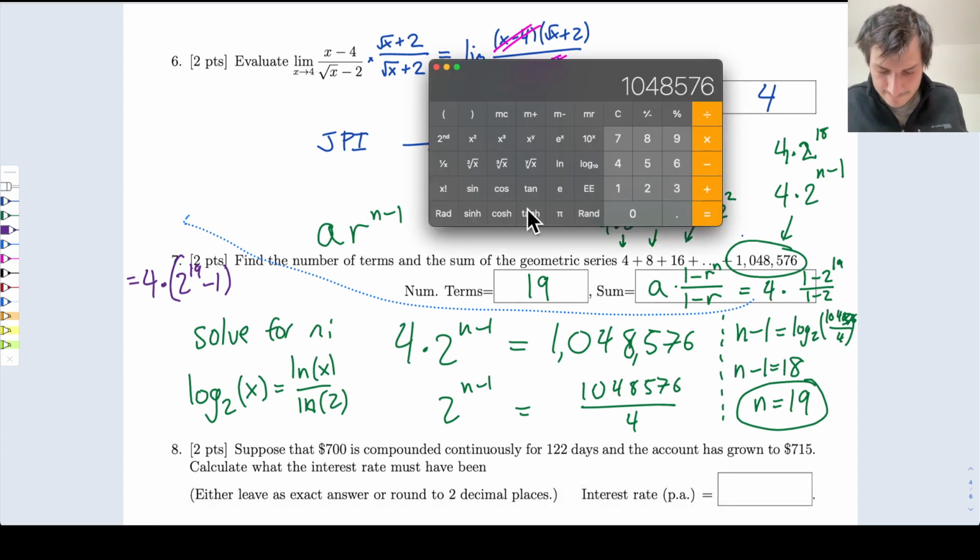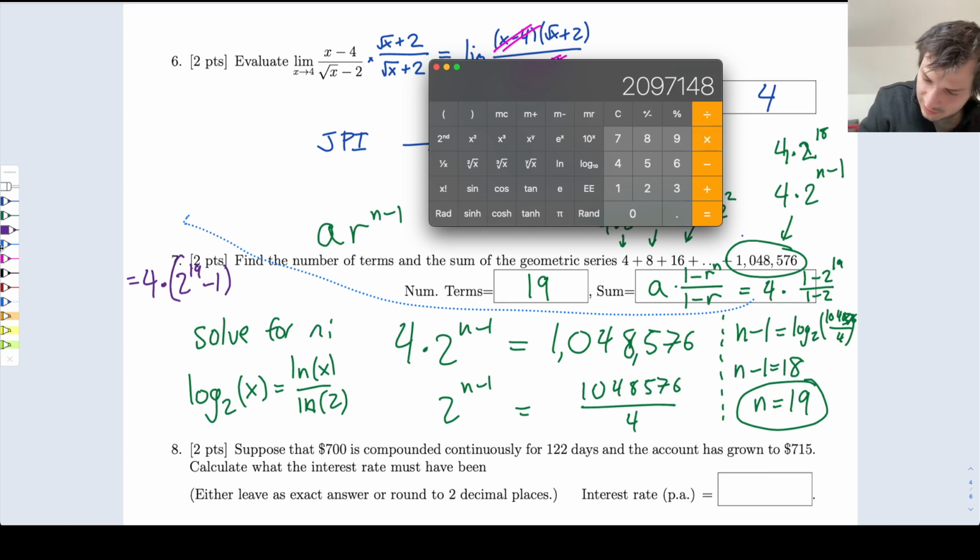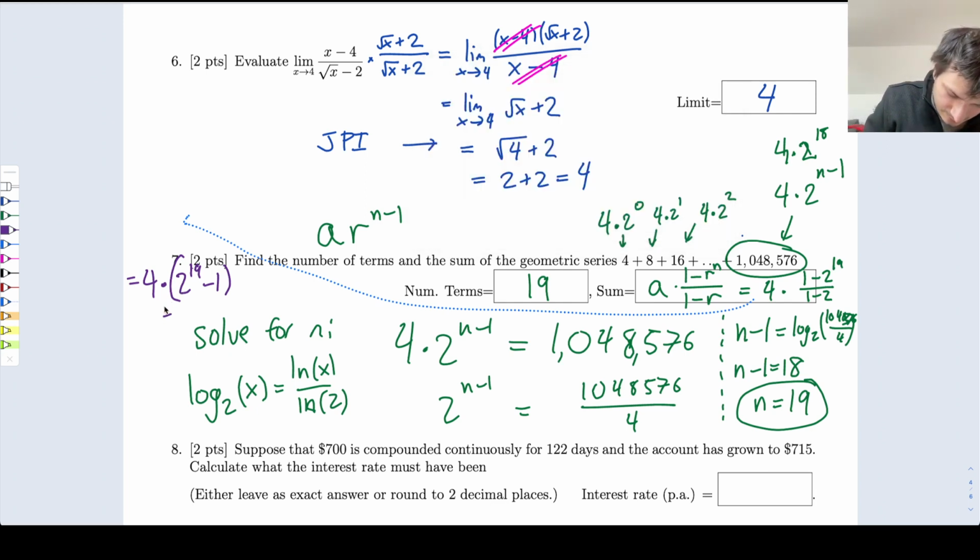Okay. 2 to the power 19, minus 1, times 4. So 2,097,148. There you go, that's the sum.